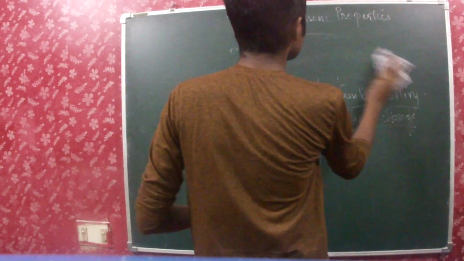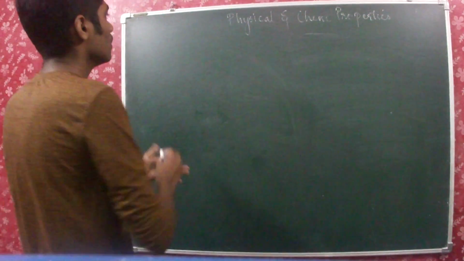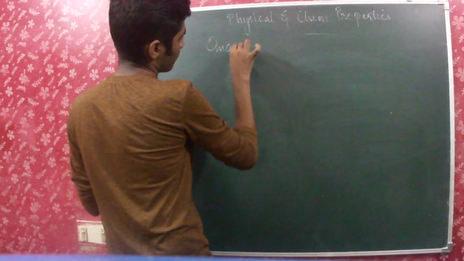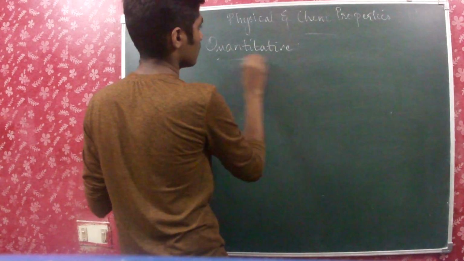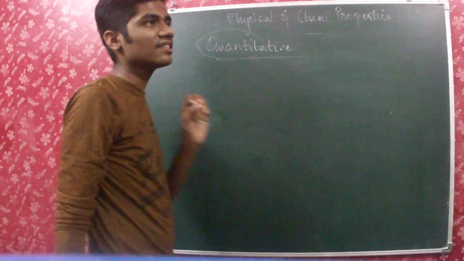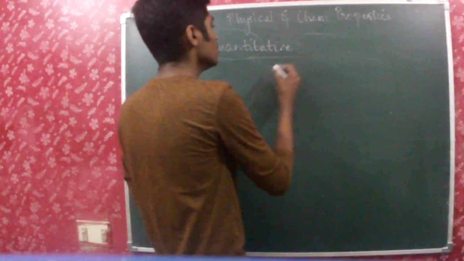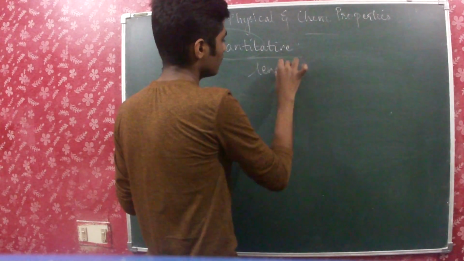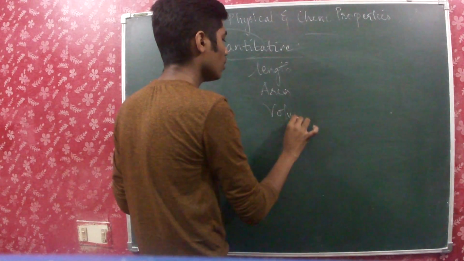And how do we measure the physical properties? Quantitative measurement. Quantity is nothing but that which refers to a number. Am I right? It refers to a number. So if I take length, or area, or volume, these are all physical properties.